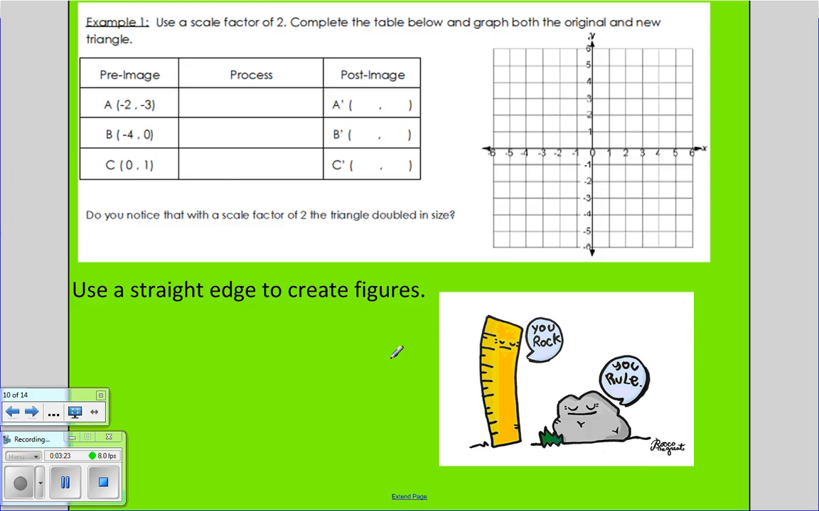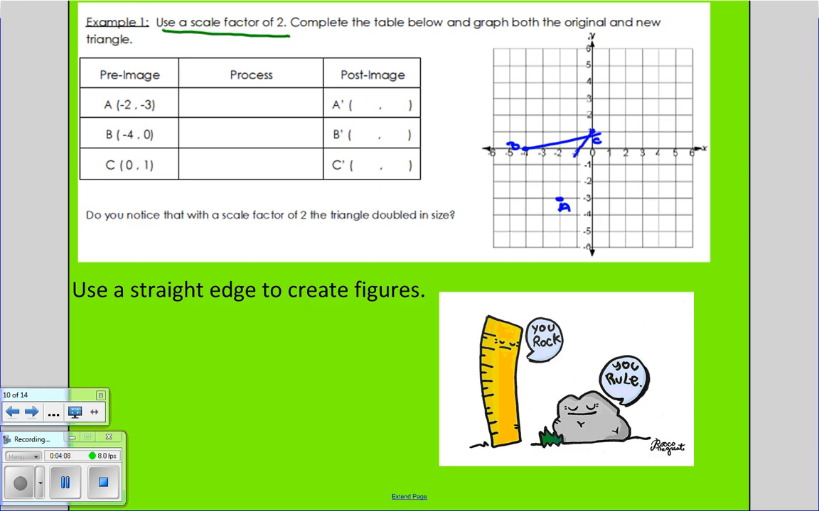All right, so we're going to use straight edges for all of these. We're going to make a triangle, and our pre-image without the primes will be dilated by a scale factor of 2. So we're going to use a scale factor of 2 to complete the table and graph the original and the new triangle. So first let's graph the original. We have -2, -3, so starting at 0, that's -2, -3, -4, 0, -4, and 0. So this was A, that was B, and C is at 0, 1. So here's C. Okay, here's my original triangle.